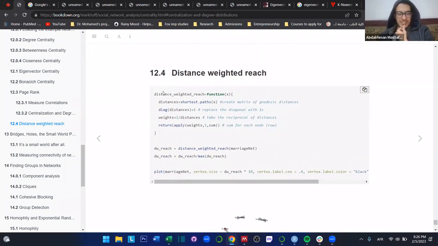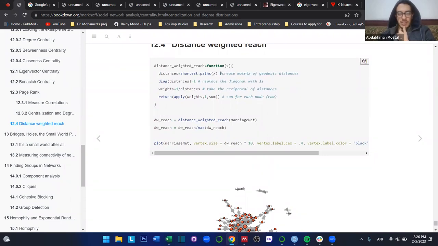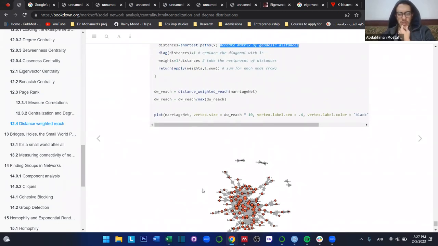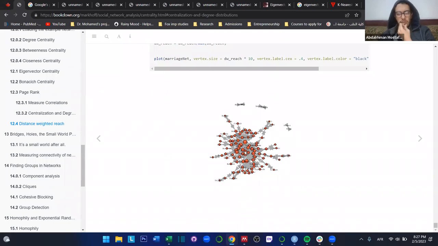Anyways, this is the very last thing I wanted to cover today, which is the distance weighted reach. And they don't even explain exactly how it goes, but they create a matrix of geodesic distances, which is the shortest paths of the matrix, and they replace the diagonals with 1. It would be something else, I think NA or zeros. They make it 1 so that the thing doesn't crash. And then they convert it into weights, which is the reciprocal of those distances. And then they sum the distances for each node. And what you find here is the weighted, not average, but the inverse or the reciprocal of the average of the shortest distances for each node connecting to the other nodes, right? So that's what it is.